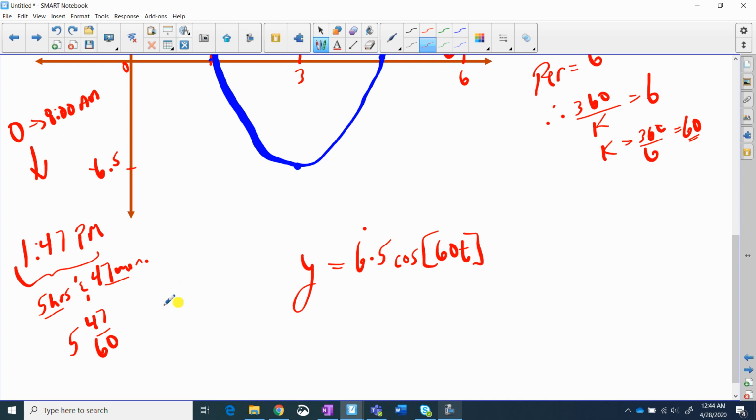So if you carried 3 decimal places here, you'd be okay. It's only if something's turning really fast that you've got to be careful with rounding. So here I can get away with 5.783. So if you went 5.783 hours after 0, that should put you at 1:47 p.m. So you're going to go over here, fill that in for T, and you should get where the water is in reference to mean sea level at that time of day.